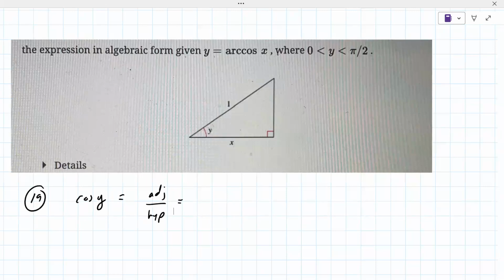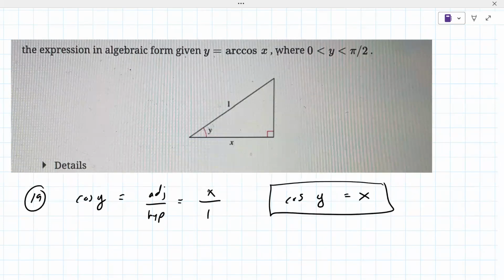Do you still have the trig cheat sheet, or do you want me to send that over to you again? Oh, I have it. Okay.